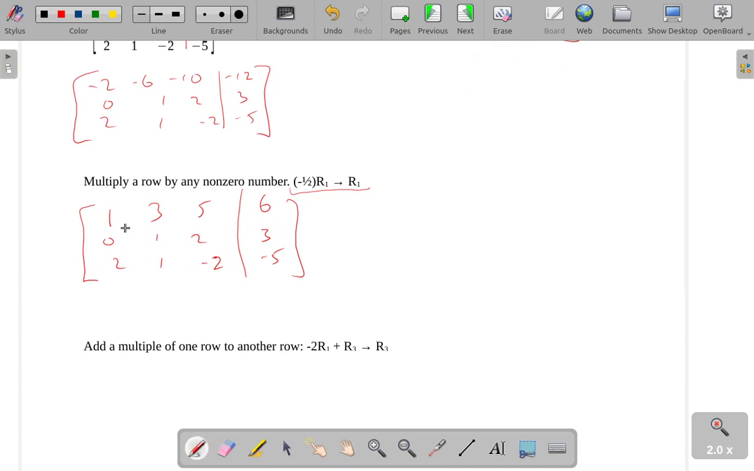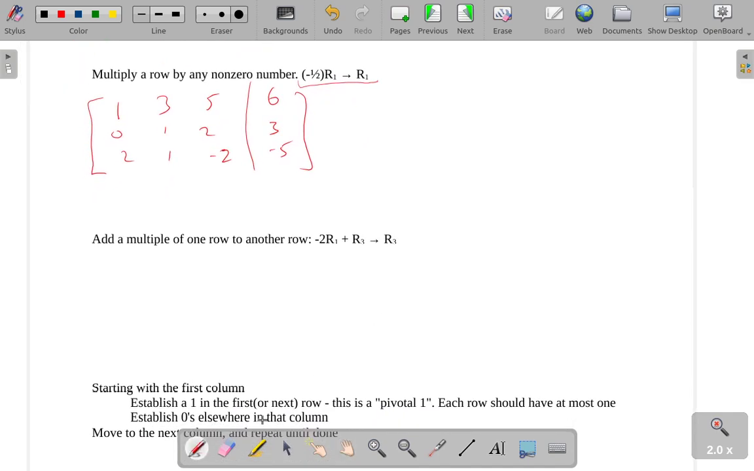The reason we can do that one, again, is that these are just representing equations, and when we have an equation, I can multiply through the entire equation, both sides, by whatever number I'd like. In this case, I'm multiplying this side of the equation by -1/2, and this side of the equation by -1/2. So there's nothing fancy going on here.